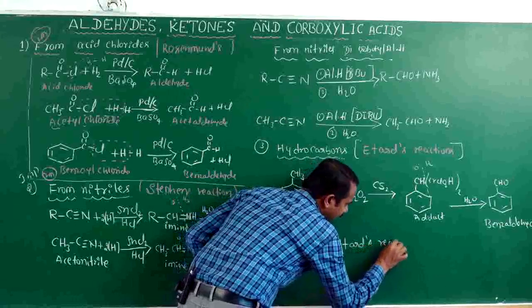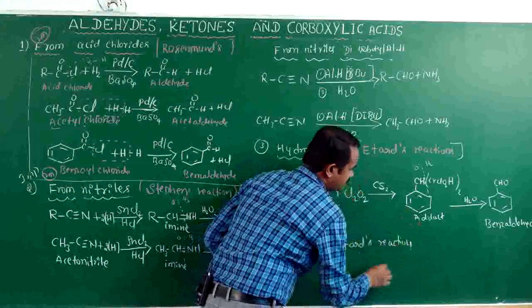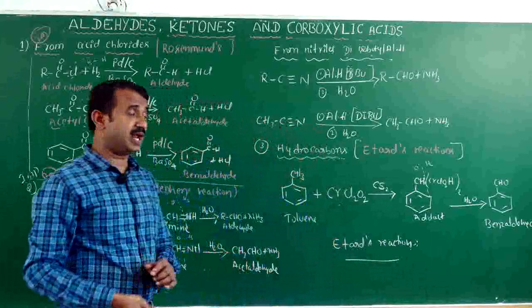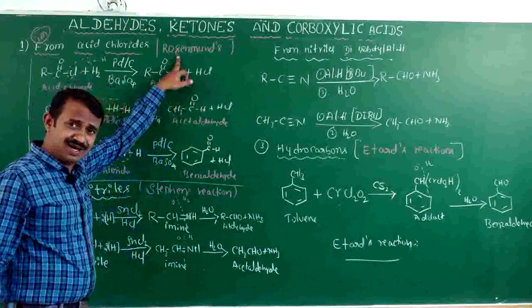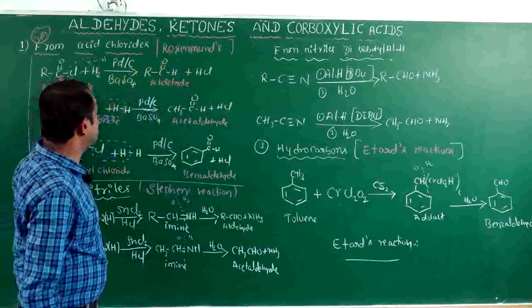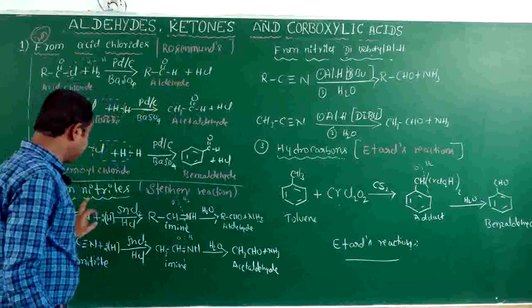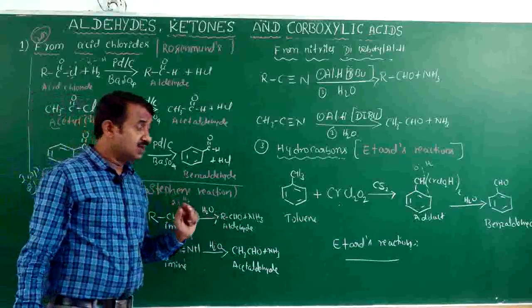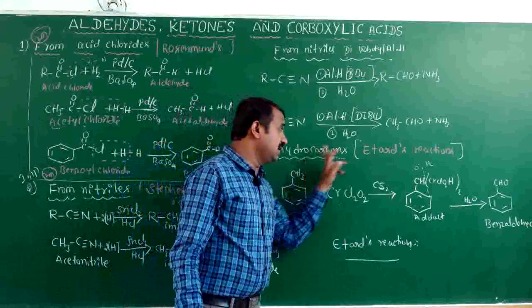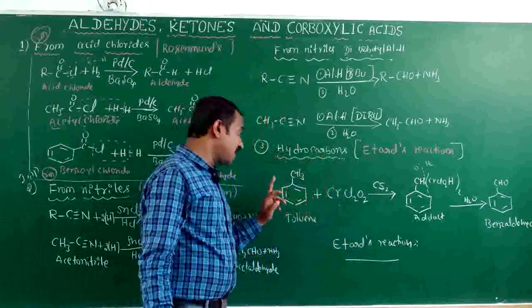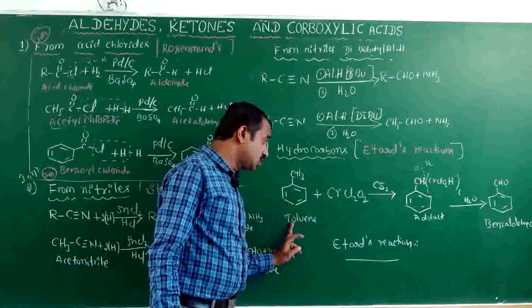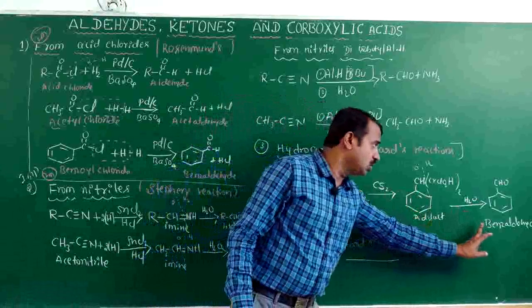Etard's reaction. The three named reactions: the first one is Rosenmund's reaction, from acid chloride to aldehyde. The second one is Stephen reaction, from nitrile to aldehyde. The third one, Etard's reaction, from hydrocarbons like aromatic hydrocarbons. Toluene is converted to benzaldehyde.